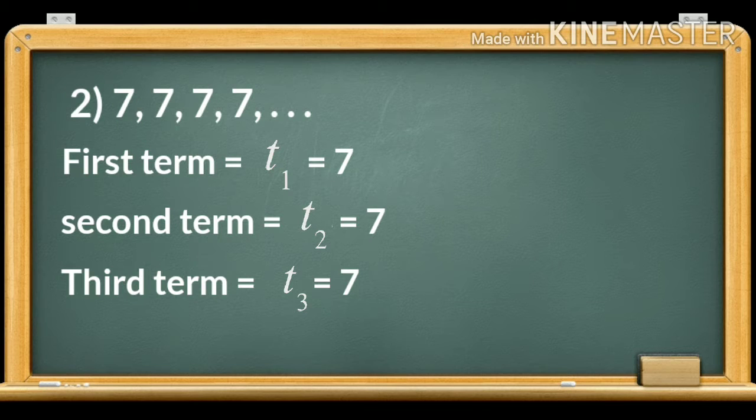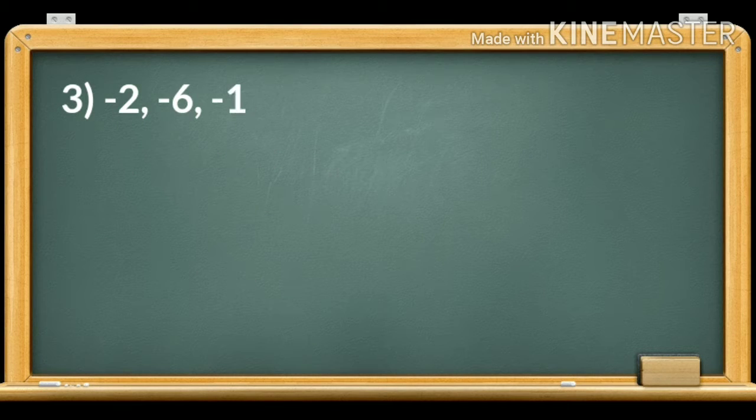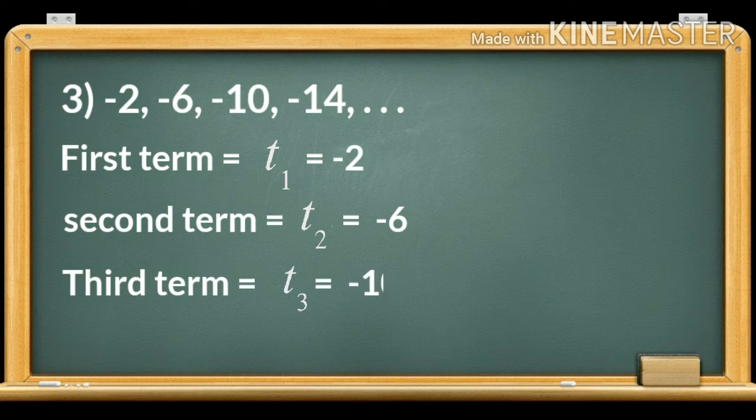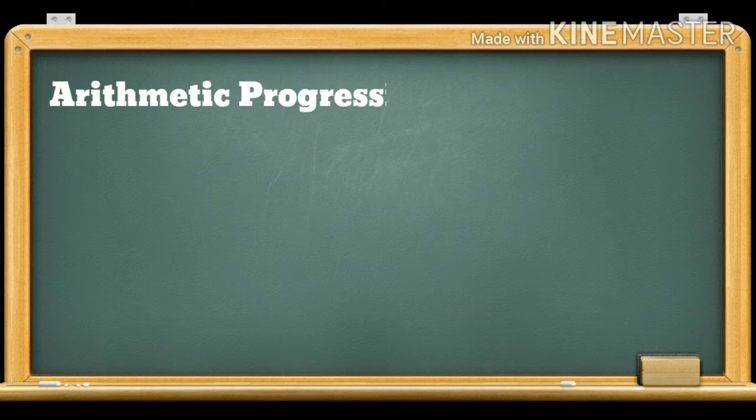Now in third sequence. Third sequence is -2, -6, -10, -14 and so on. Similarly, here T1 is -2, T2 is -6, T3 is -10, T4 is -14 and so on. In this way, you can identify terms in sequences. Now we will learn arithmetic progression.